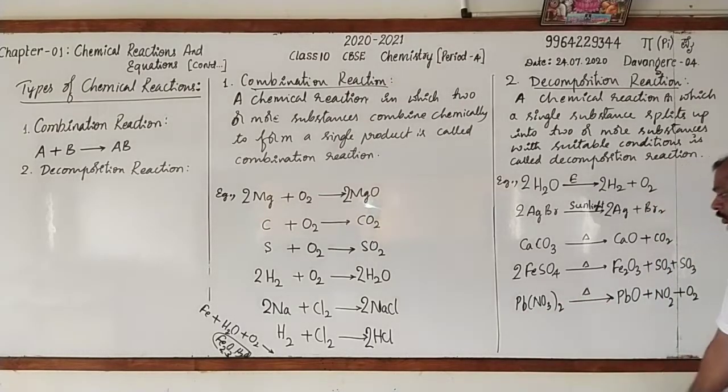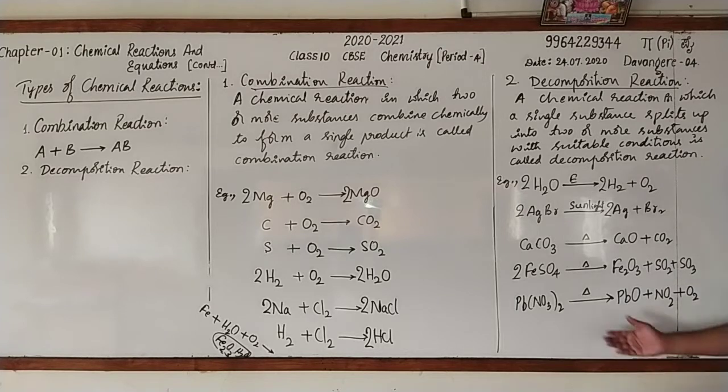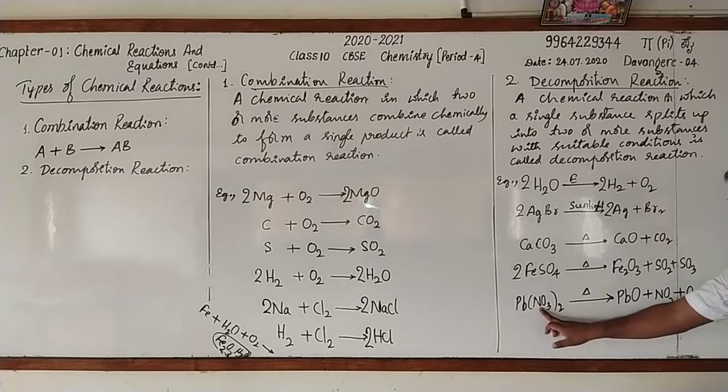Now let's move on to lead nitrate. Very important. When lead nitrate is heated, it decomposes into lead oxide, nitrogen dioxide, and oxygen. Balancing. Lead 1 atom, no problem at all. Then nitrogen 2, but here 1. Then what about oxygen?